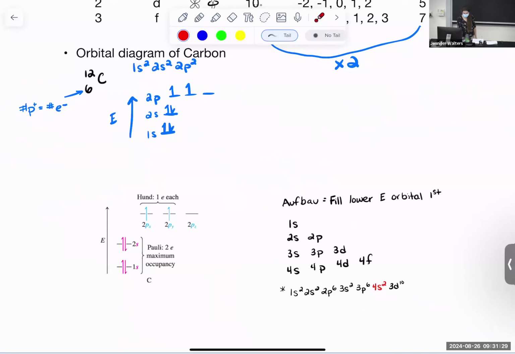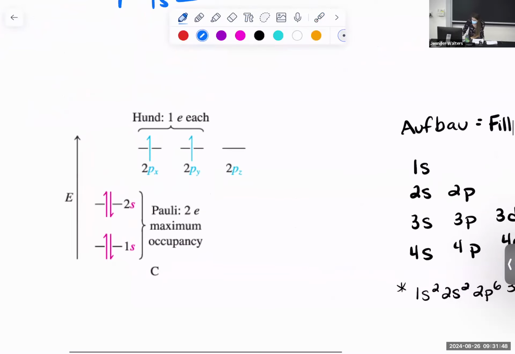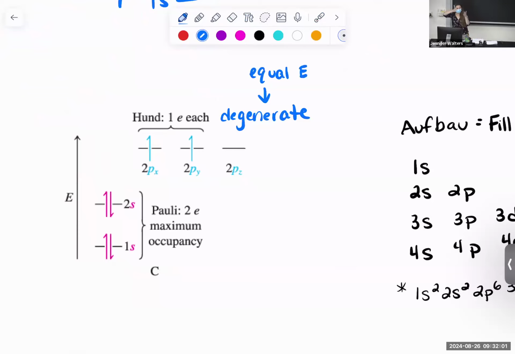So then what's Hund's rule saying? Yeah, you go singly first, then pair them up of our degenerate orbitals, suborbitals. Degenerate just means equal energy. So all the lines that are in the same level, you put 1 in each first.